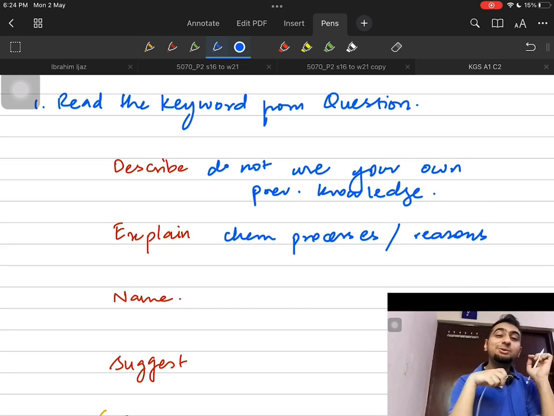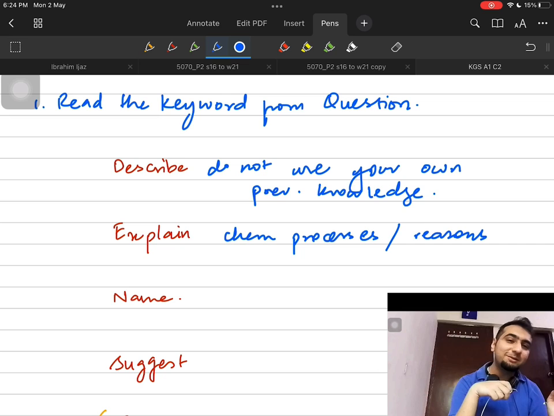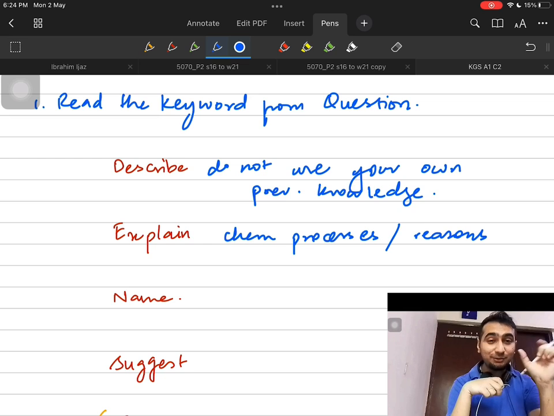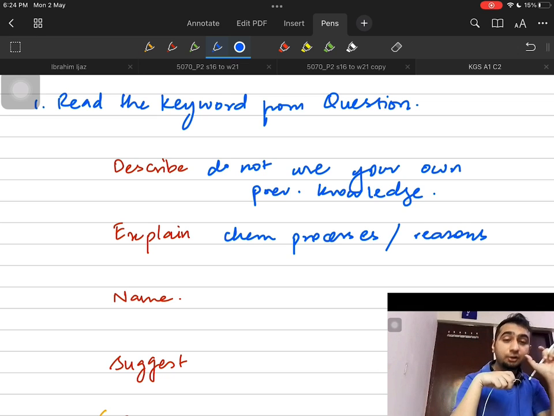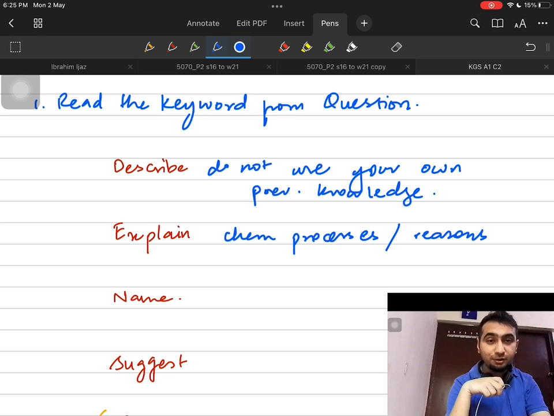When they want you to name, this is where people make a very silly mistake. I don't think it's a big blunder, but people make a silly mistake over here. They write the chemical formula instead of the name. Why would you do that? So read that if the question wants you to write the name, and make sure when you're talking about transition metal compounds, the Roman number of oxidation state is a part of the name.